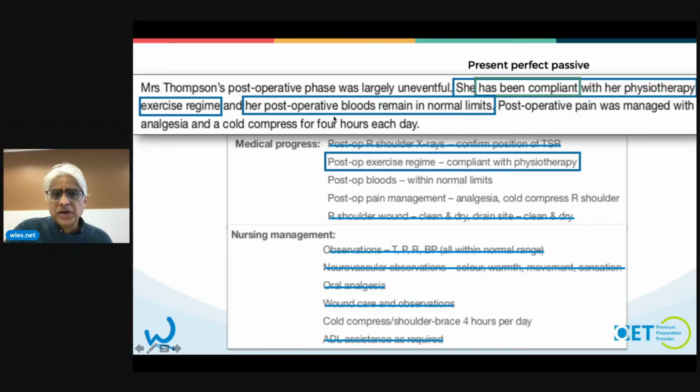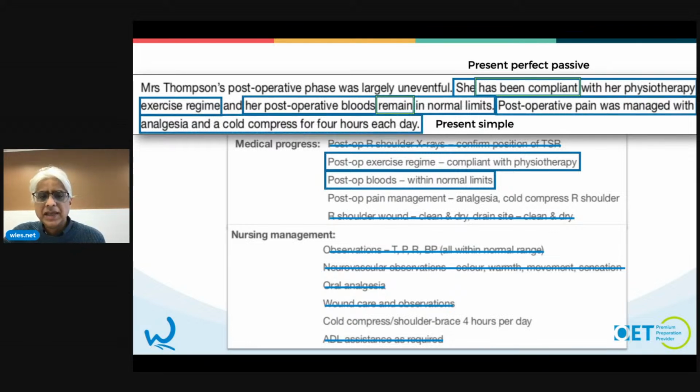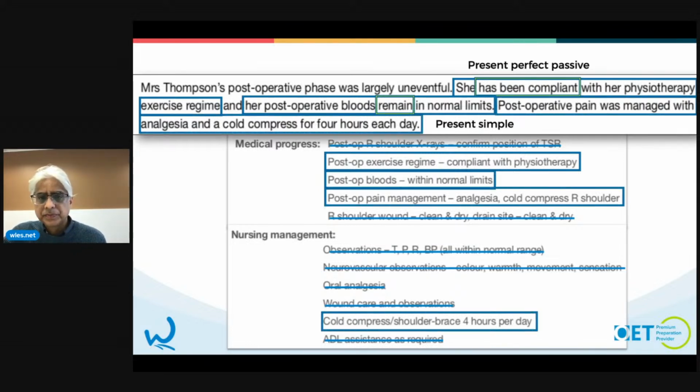Looking at this clause, her post-operative bloods remain in normal limits. Again, you can see you've had to add a verb. They didn't give you a verb. We've added a verb. This time we've got the present simple verb. When you look at the next sentence, you can see they've combined these case notes, and that's often what you're doing. You're not just writing the case notes down in order, you're moving things around and joining them together. And we've combined these case notes here using the past simple passive.